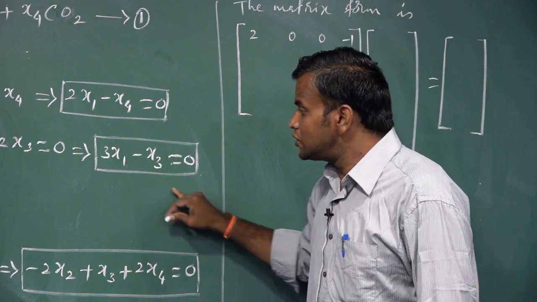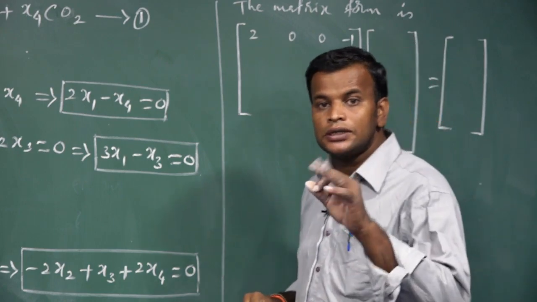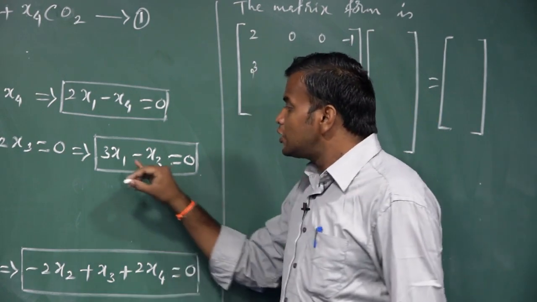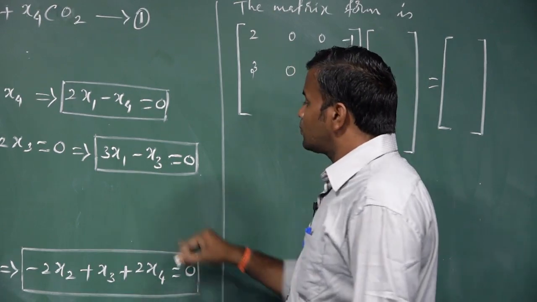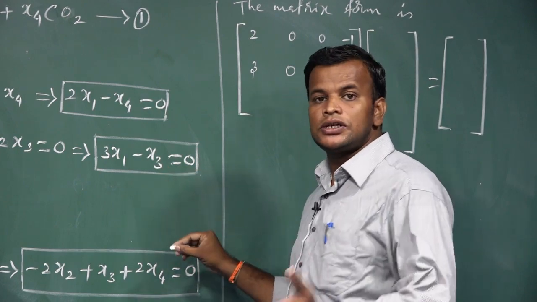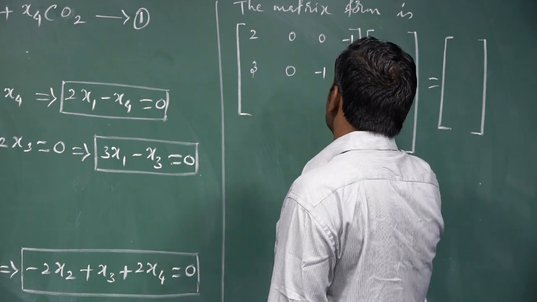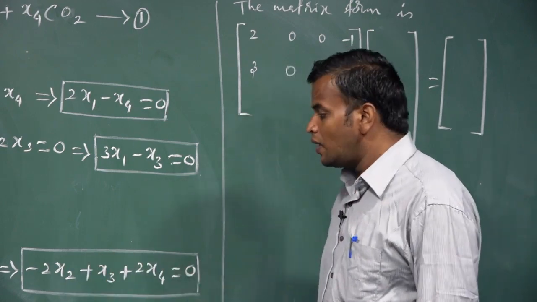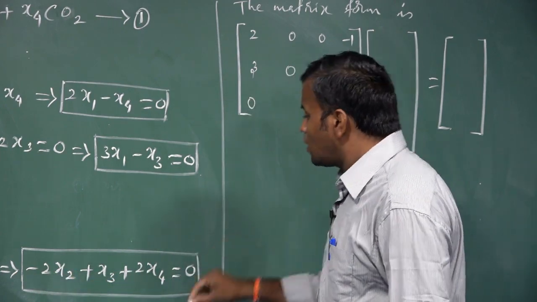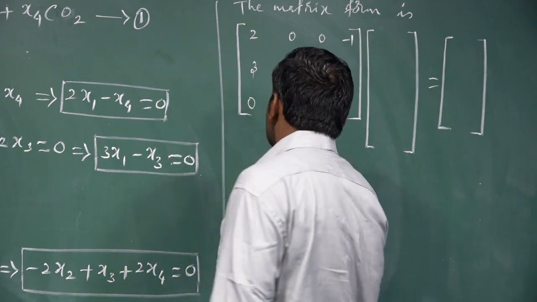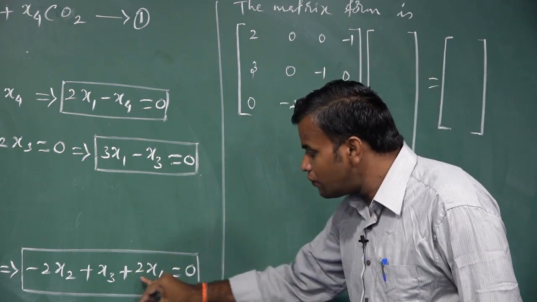Next, the second equation. You see the second equation, first one, 3x1. So what is the coefficient of x1? It is 3. Next one, the coefficient of x2 is not there, so it is 0. And minus x3, so the coefficient of x3 is minus 1. And you see the x4 term is missing, so 0. Now you see the third one. Minus 2x2. So the x1 term is missing here, so 0. The coefficient of x2 is minus 2, the coefficient of x3 is 1, and the coefficient of x4 is 2.